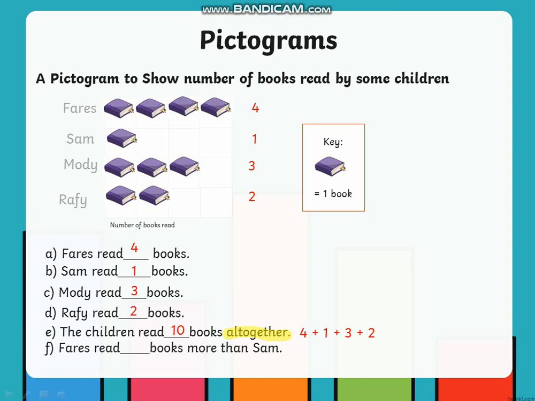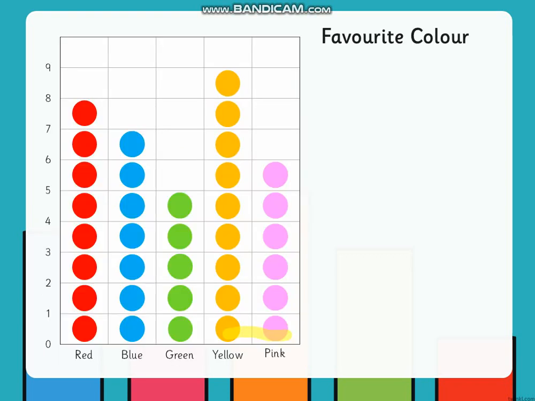How many more books did Faris read than Sam? So Faris read 4 and Sam read only 1. So we need to count from 1 until we reach the 4. 2, 3, 4. So how many are these? Perfect, 3 books. Faris read 3 more books than Sam. Perfect. Let's now move to another example.